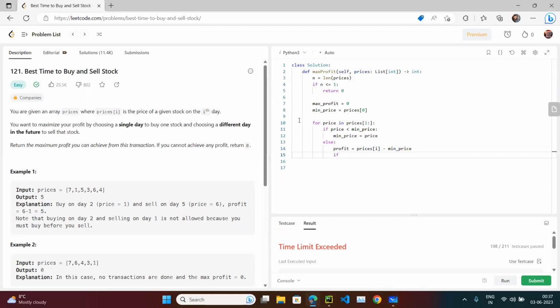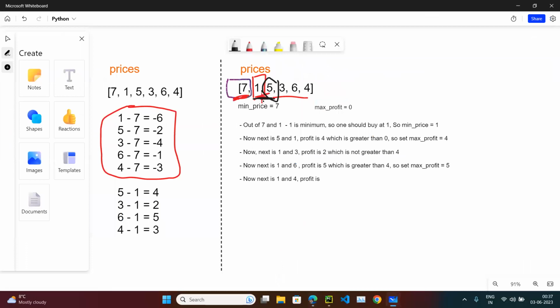I will check if profit is greater than the max profit. Is it greater than the max profit? Because 5 minus 1 is equal to 4. Yes, it is greater than the max profit. Then I'm going to assign the max profit value to the profit. All right, which is fine. So now it's 4. Now my loop will run again.